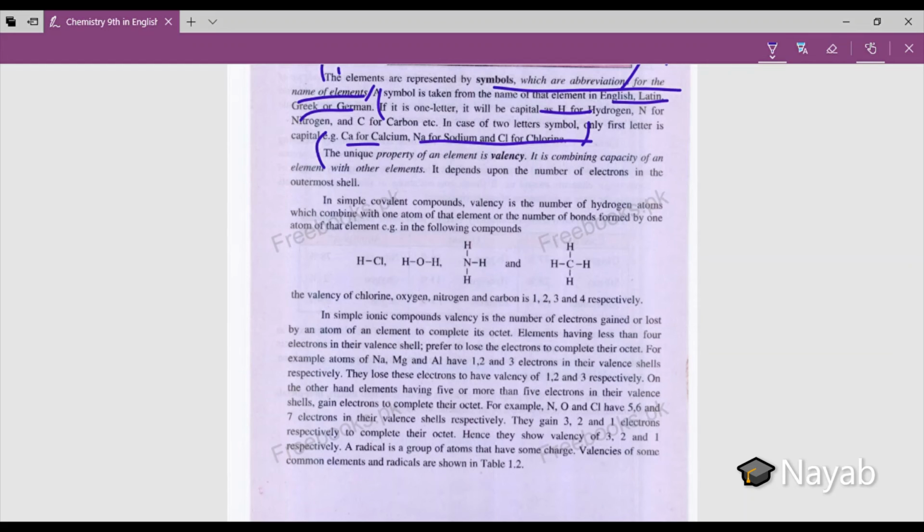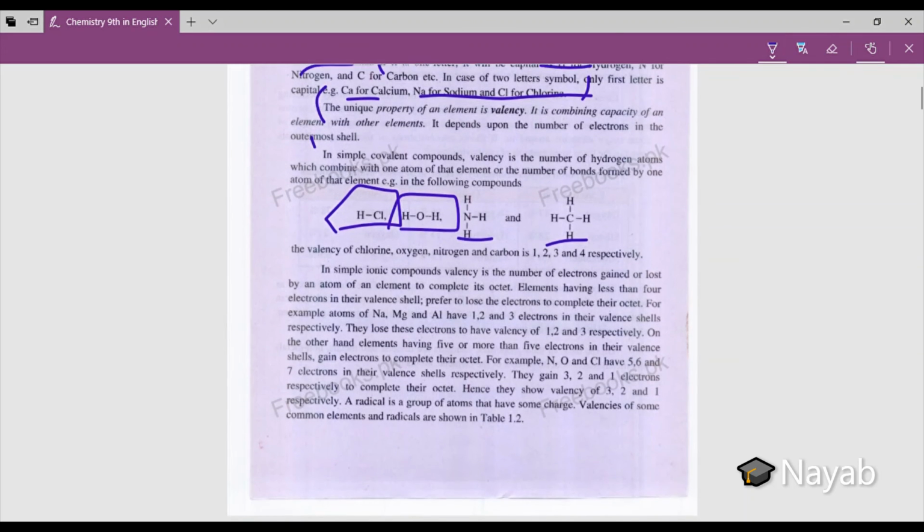Okay, so let us see the examples. This one is HCl. This bonding clearly shows that the valency of hydrogen is 1. So hydrogen makes only one bond with another element. Okay, in this, oxygen has the capacity to make two bonds. So oxygen makes bonds with two hydrogens. Okay, in this formula, the nitrogen makes 3 bonds, so it means the valency of nitrogen is 3. And in this, the valency of carbon is 4, so that's why carbon makes four bonds with hydrogen. Okay, so I hope you understand that.